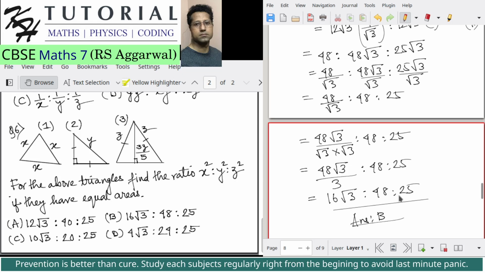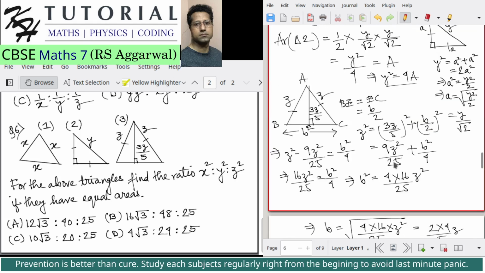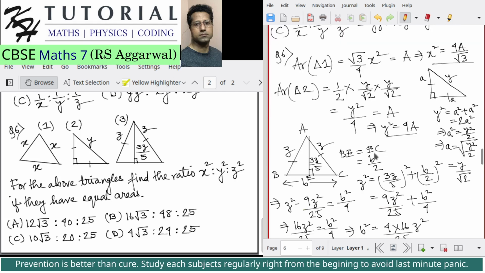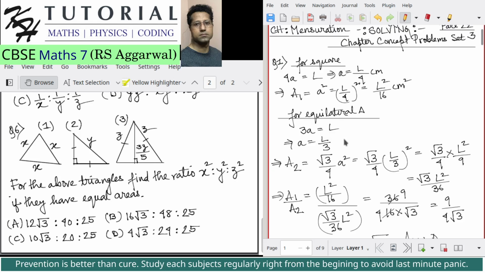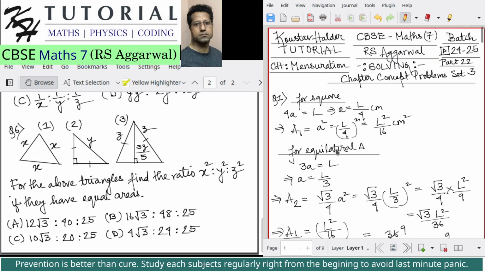So with this, it comes to an end in solving the problems of chapter concept problems set number 3. These problems were primarily based on the concept of how to find the area of a triangle and its related concepts. I hope solving these problems will give you a good evaluation of your understanding of the concepts of area of a triangle and also area of square, rectangle, rhombus, parallelogram, and all the concepts that I have discussed so far up to part 21.